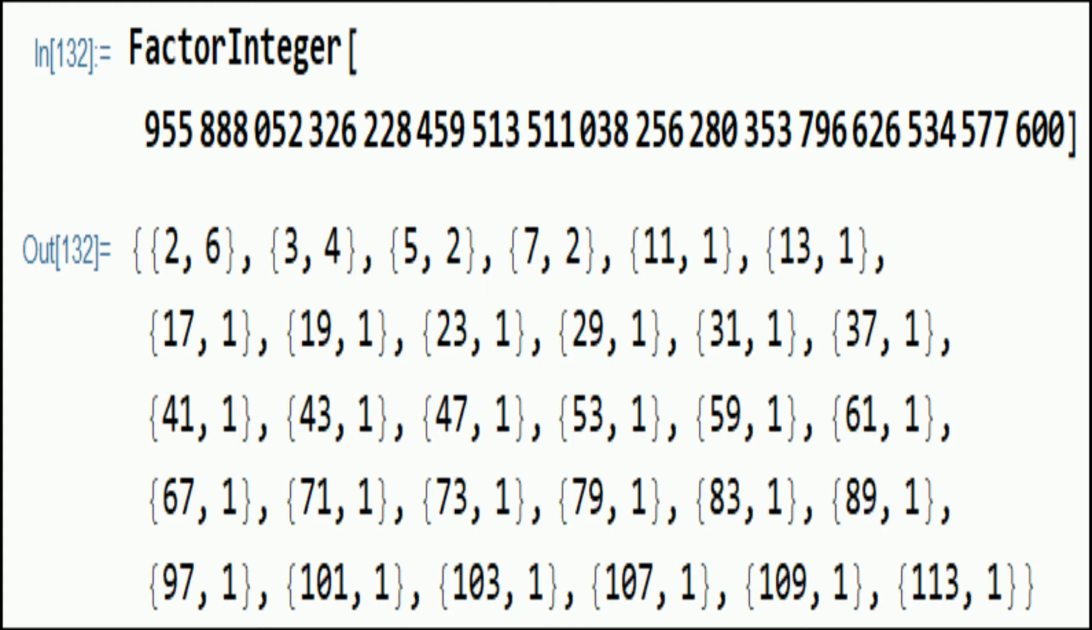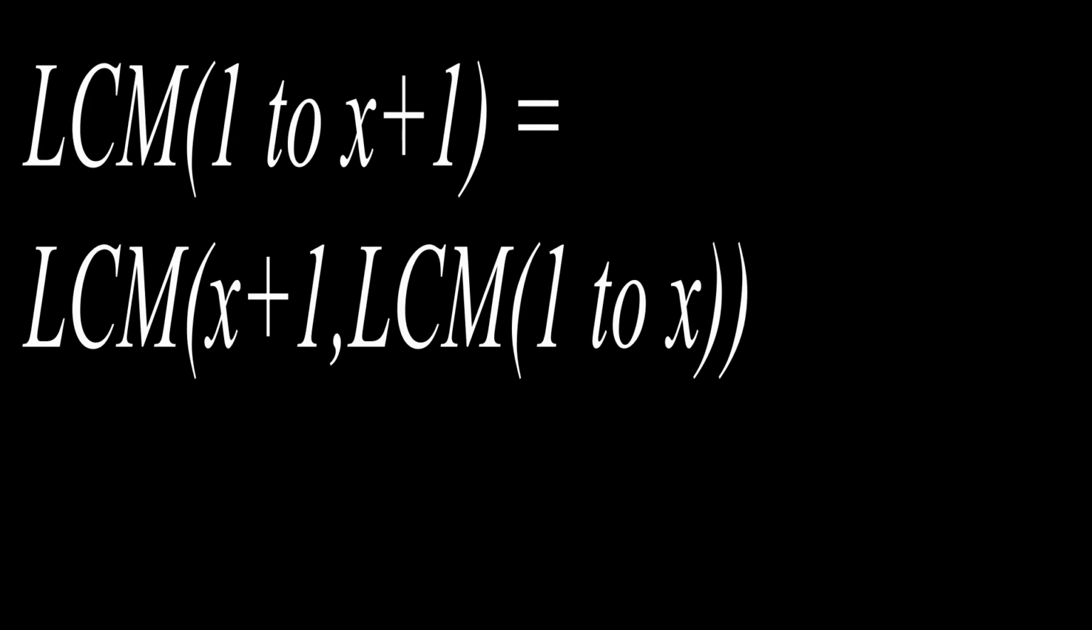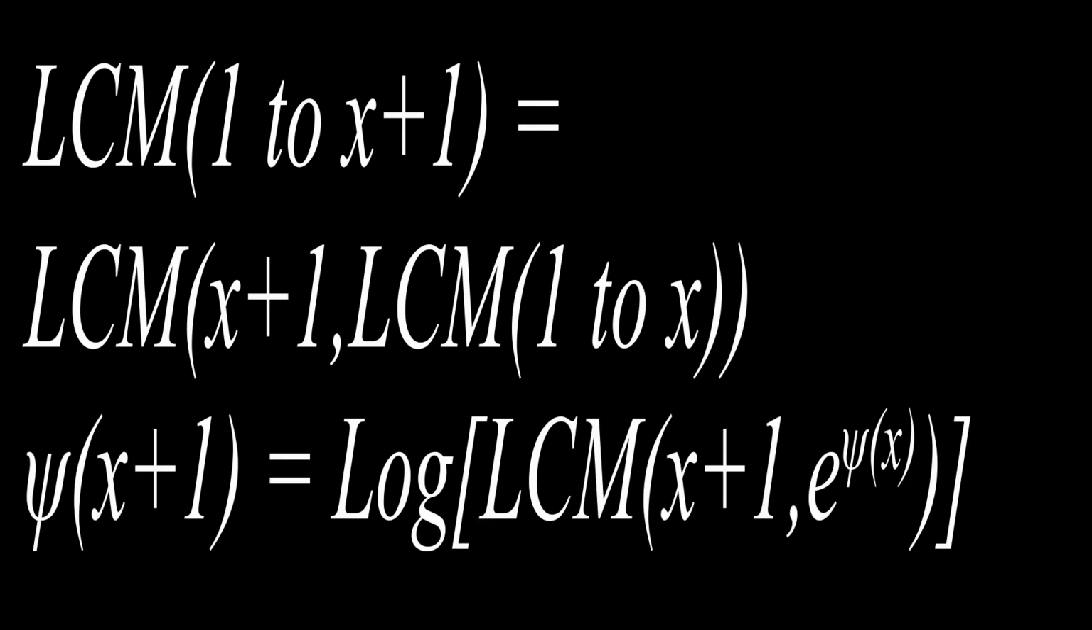We can also create a recursive formula for the least common multiple. The least common multiple of 1 to x plus 1 is equal to the least common multiple of x plus 1 and the least common multiple of 1 to x. If you want to use psi notation, this becomes psi of x plus 1 is equal to the log of the least common multiple of x plus 1 and e raised to the psi of x. These formulas show that the least common multiple up to x will only increase when x is a prime power.